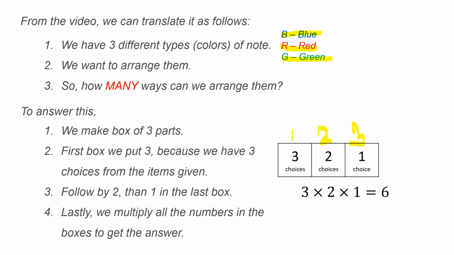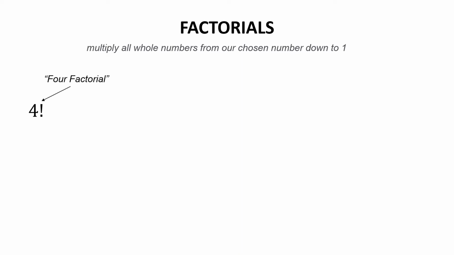Okay, now, factorials. What is factorial? Factorial is when we multiply all whole numbers from our chosen number down to 1. Okay, we see the example. This we call 4 factorial. This is the symbol of factorial. 4 factorial means we multiply all whole numbers from our chosen number down to 1. Our chosen number is 4 now. So we multiply until 1 like this.